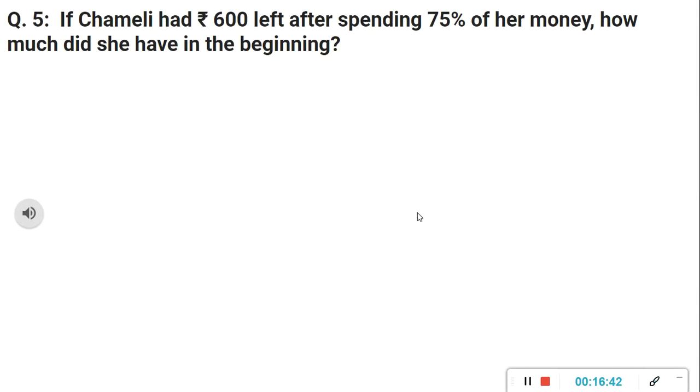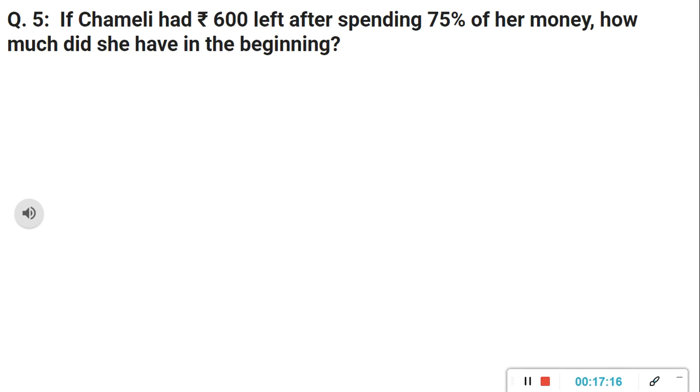Now let's see question number 5. If Chameli had 600 rupees left after spending 75% of her money, how much did she have in the beginning? So what do we want to find? We have to find the money Chameli had in her hand, isn't it? What clue is given here? The money left with her is 600 rupees. And one more thing is given, she spent 75% of her total money, isn't it?